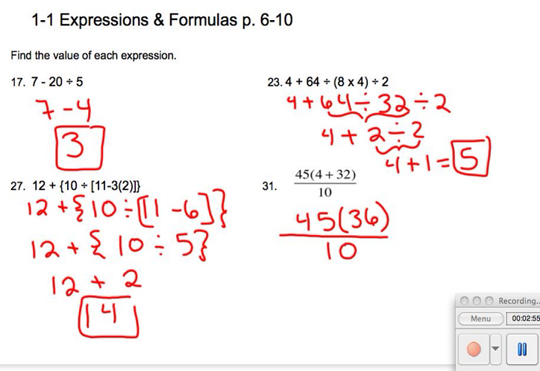Now I have to take 45 times 36. I get 1,620. That's going to be divided by 10. Remember, when you're dividing by numbers that end in 0, the zeros can cancel out at the end, and you're left with 162.